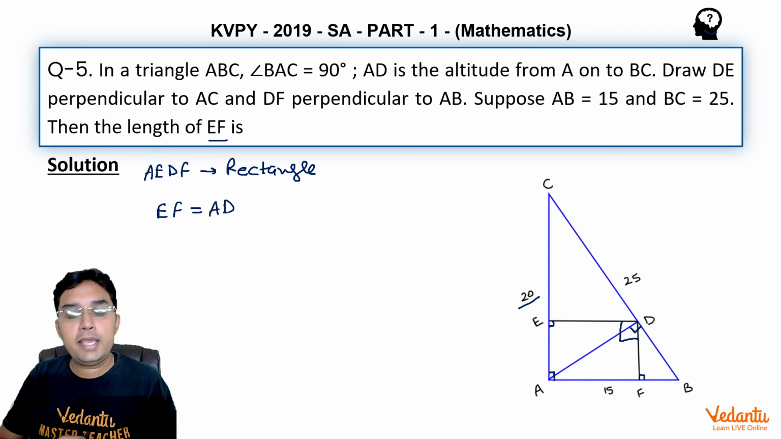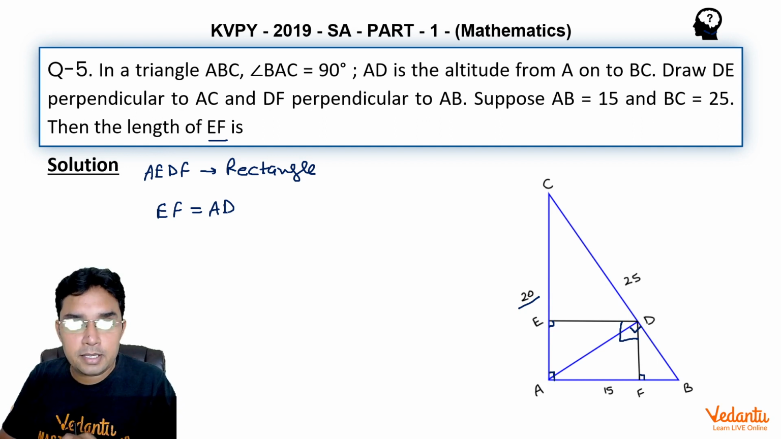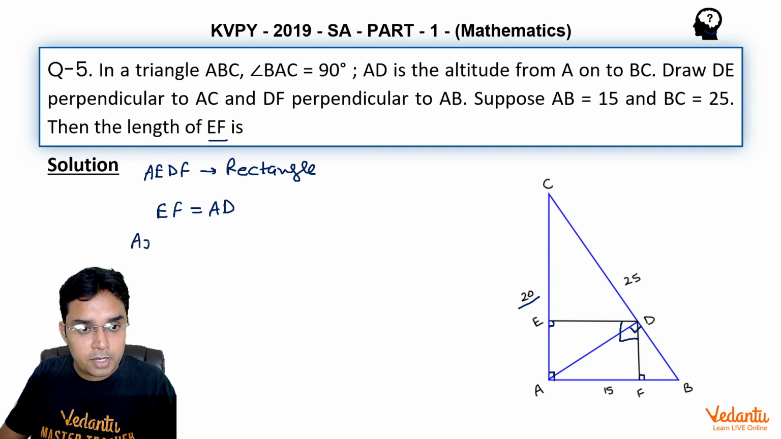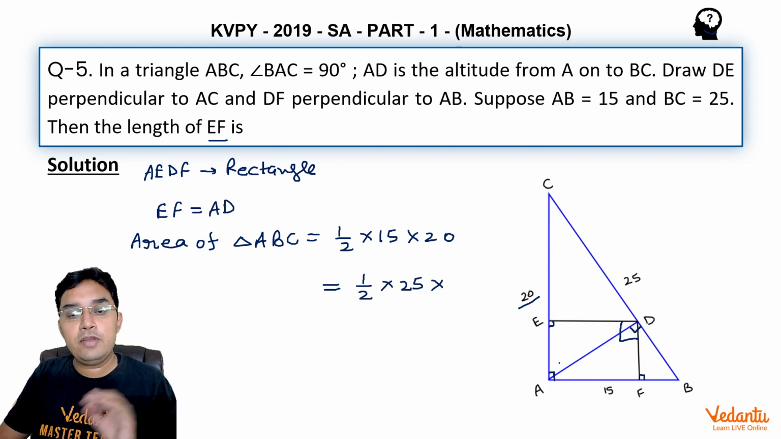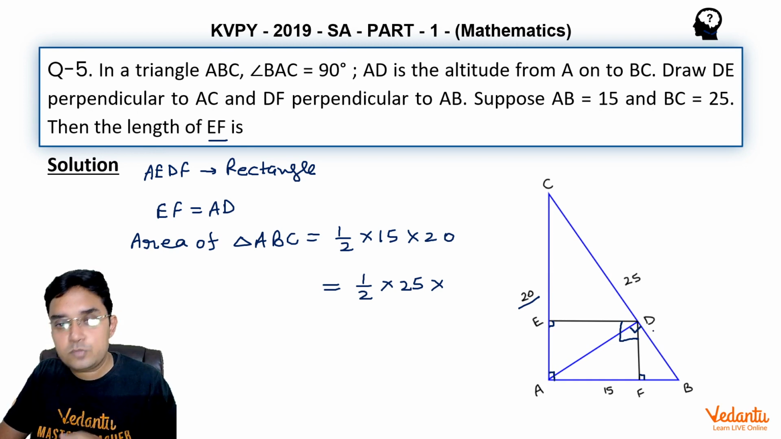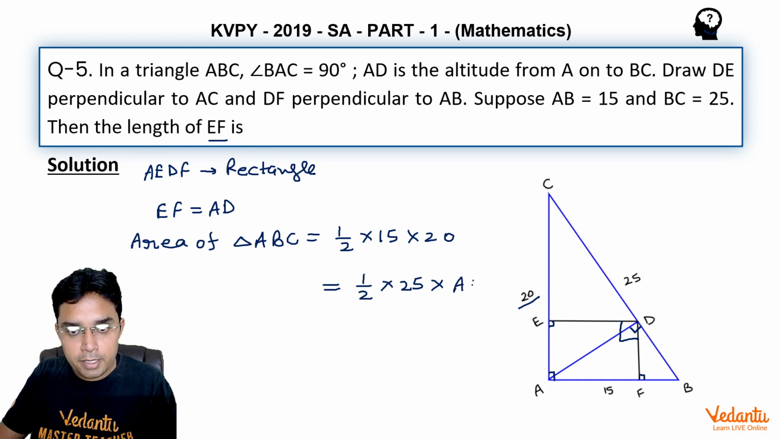Now how AD can be calculated? One very easy thing to do to find AD, that we find area of triangle ABC in two different ways. One is half base into height, in which I am taking 15 as base and 20 as height because it is right angle triangle, or I take BC as base, so 1 upon 2 into 25 into, in that case AD will be the height because this AD is perpendicular to BC, into AD.